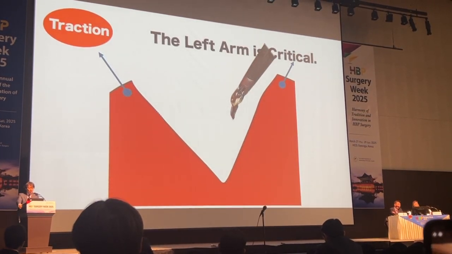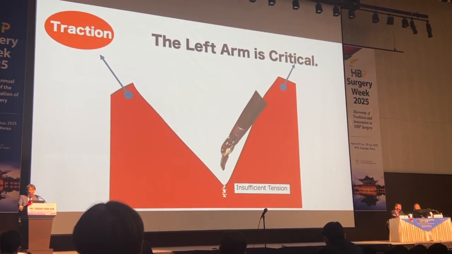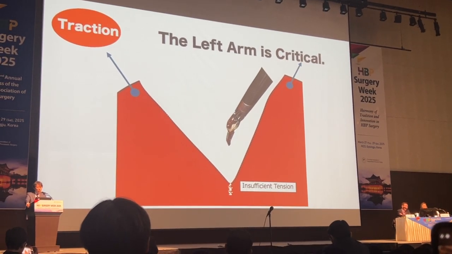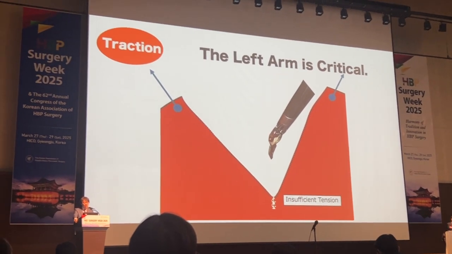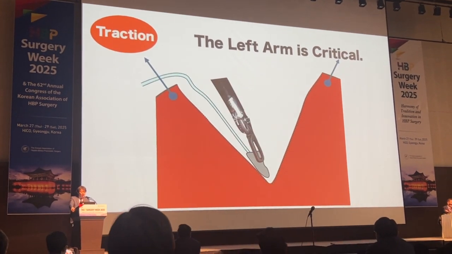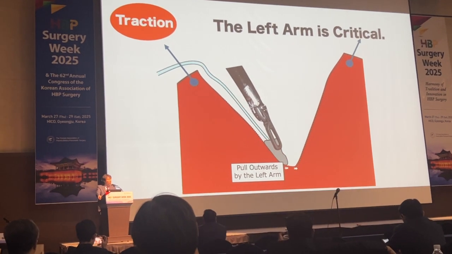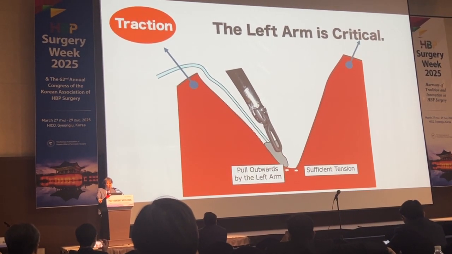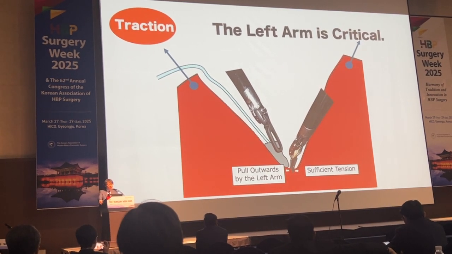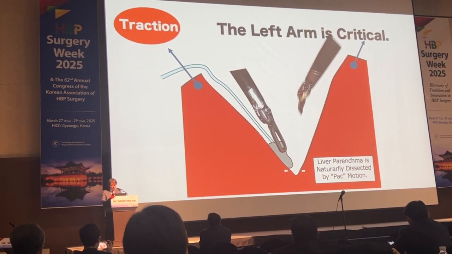Under insufficient tension, the parenchyma is not going to be separated, but is just going to be crushed by the motion of the Marian forceps, which eventually results in unnecessary hemorrhage from the deep point or the invisible site. In the Trac and Pac method, we pull outward the cut surface of the liver parenchyma with the left arm. Under sufficient tension, the parenchyma is going to be separated by the light touch or the small motion of the Marian forceps.